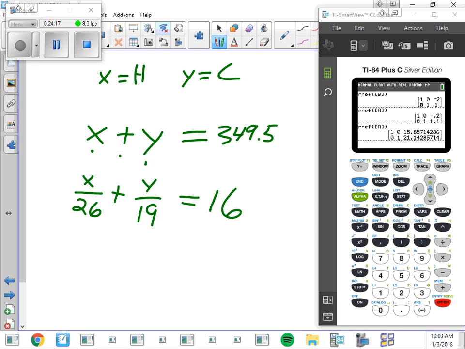You would just put 349.5, and then what would you put for the second line? 1 over 26 plus, and then 1 over 19, and then 16.